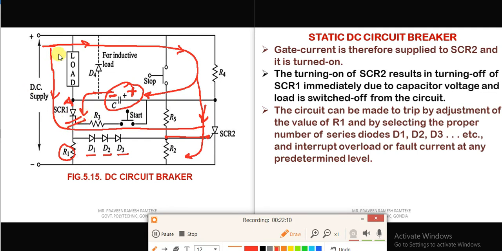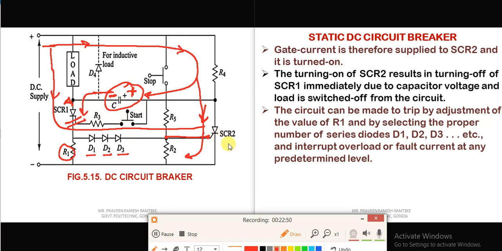First, what is happening? Because of the overload, the voltage across R1 is increasing. The voltage across R1 increases, the voltage across this point across resistor R2. This is connected to the gate of SCR2. Once the SCR2 is triggered, it will turn on. Once it is turned on, the capacitor's negative voltage is appearing across the SCR1's anode. This negative voltage across SCR1 turns the SCR1 off.